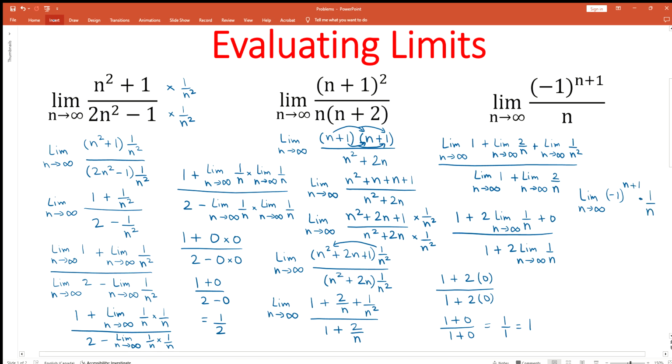We want to break it up like this because we know that limit n approaches infinity for 1 over n is equal to 0. Now we can use the algebraic laws of limits to apply the limit separately to each term. Limit n approaches infinity for 1 over n is equal to 0 because as n approaches infinity, 1 over n will be equal to 0.